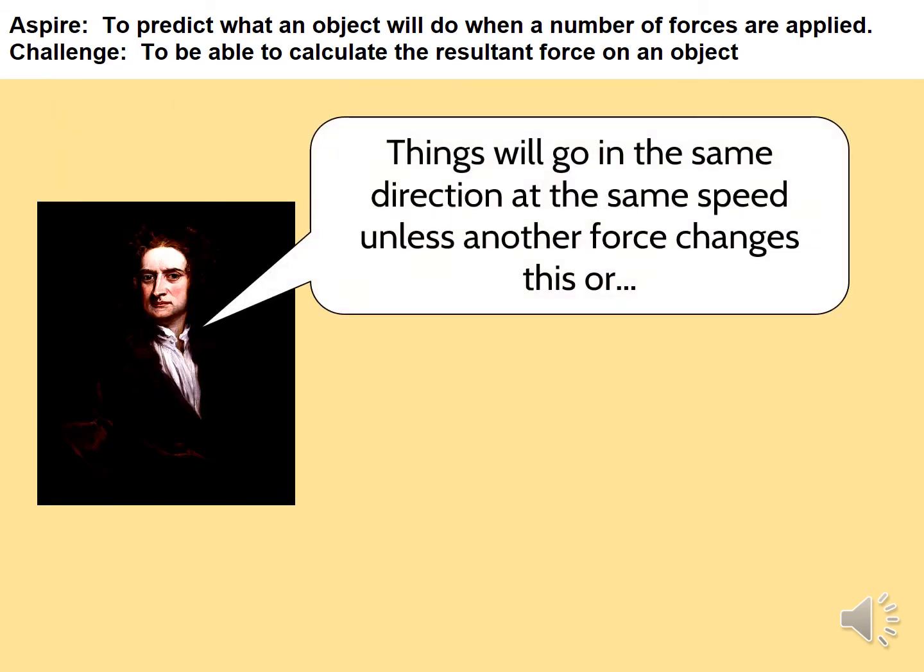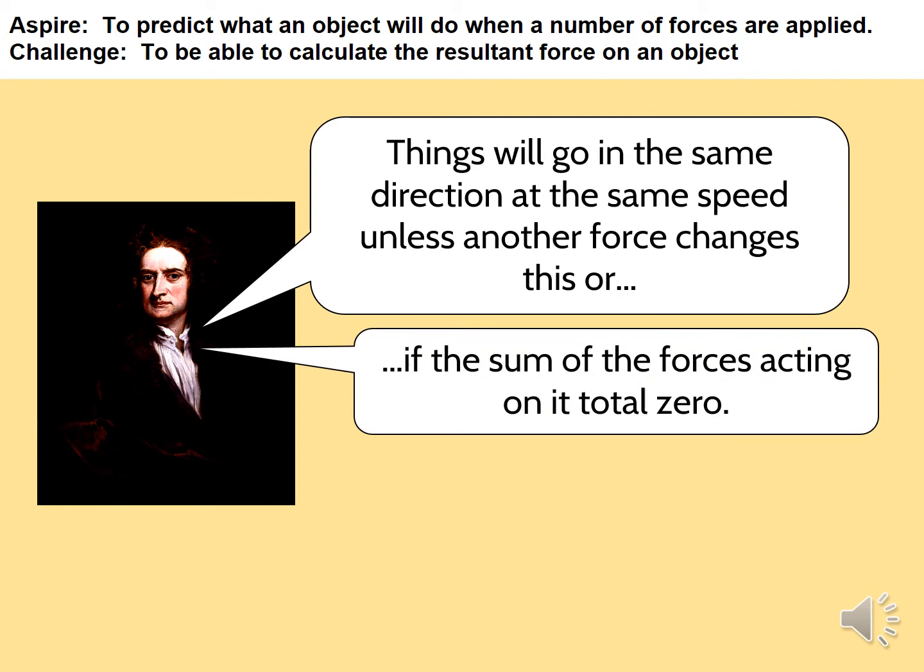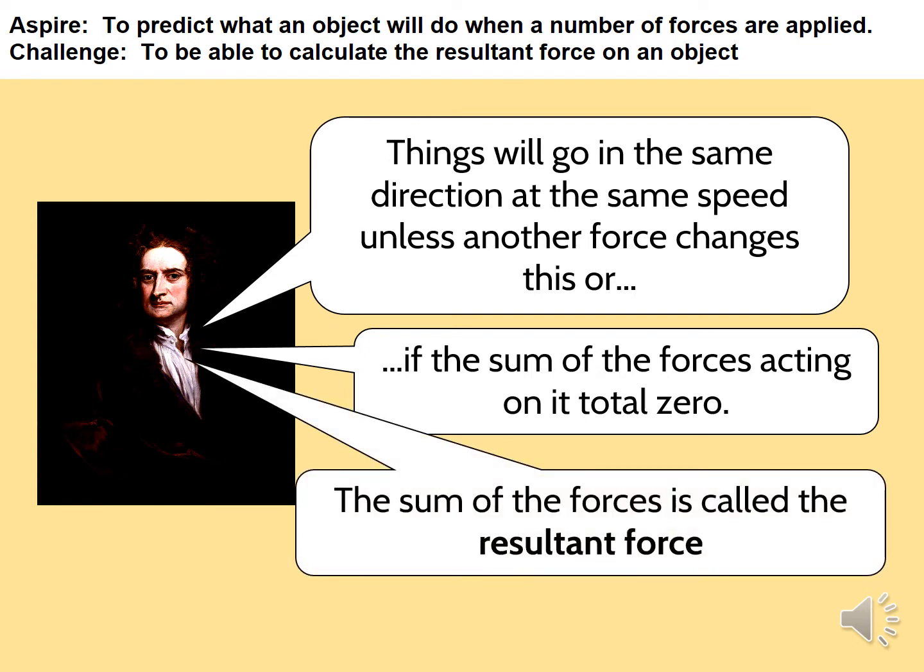Things will go in the same direction at the same speed unless another force changes this, or if the sum of forces acting on it totals 0, it's making the same point. The sum of the forces is called the resultant force. Now what I would like you to do at this point is to spend a couple of minutes writing those 3 statements that we have there, because they are important statements, and it leads us to build up some science with the word resultant force.